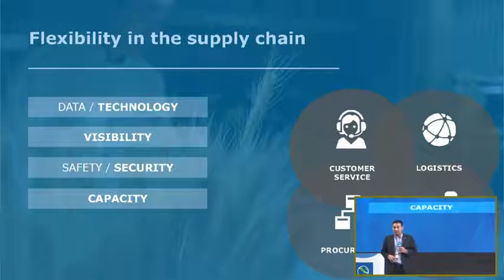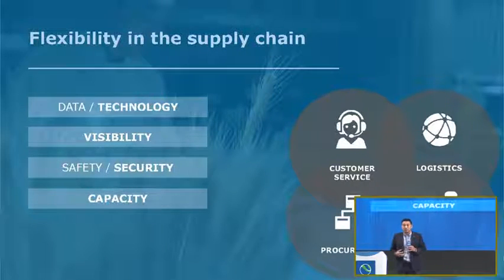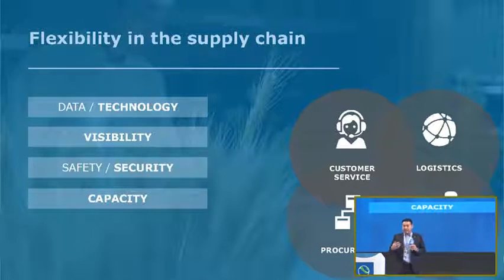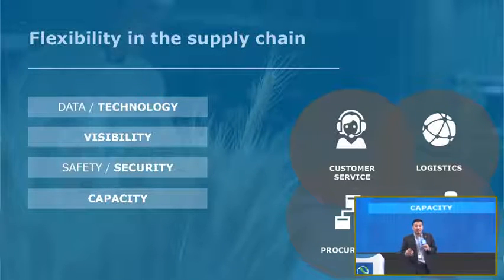The second piece I want to talk about is visibility. Being able to react to the changes in the customer demand. The third is being able to have a safety component or a security component to your supply chain, which is related to the trust in not having damages or shortages within your goods while they're in movement. And last one is capacity, is being able to have the surge capacity to be able to meet the demands of the changing consumer behavior.